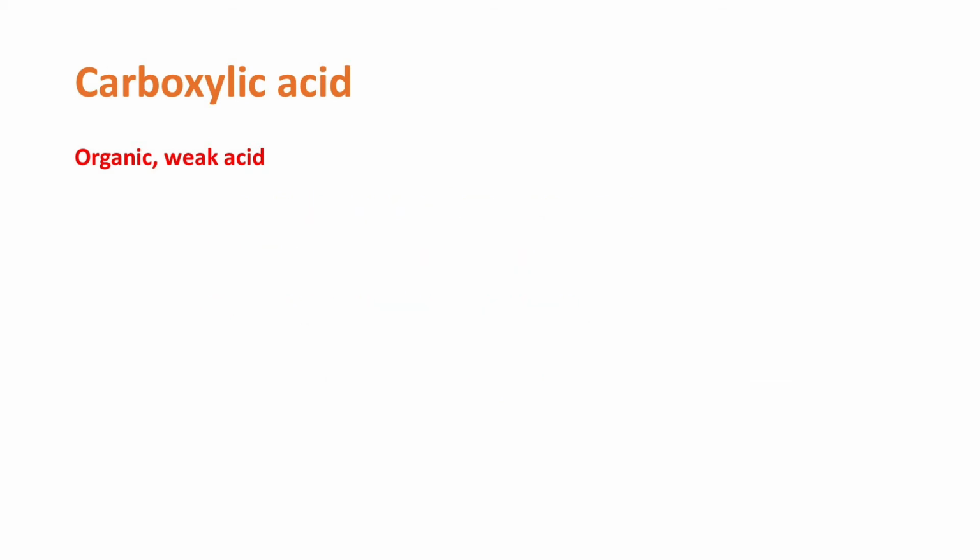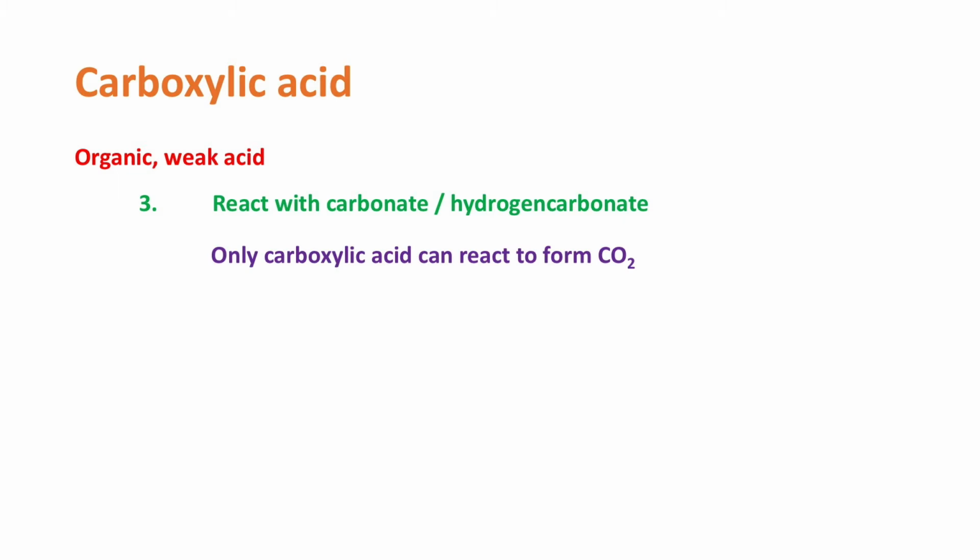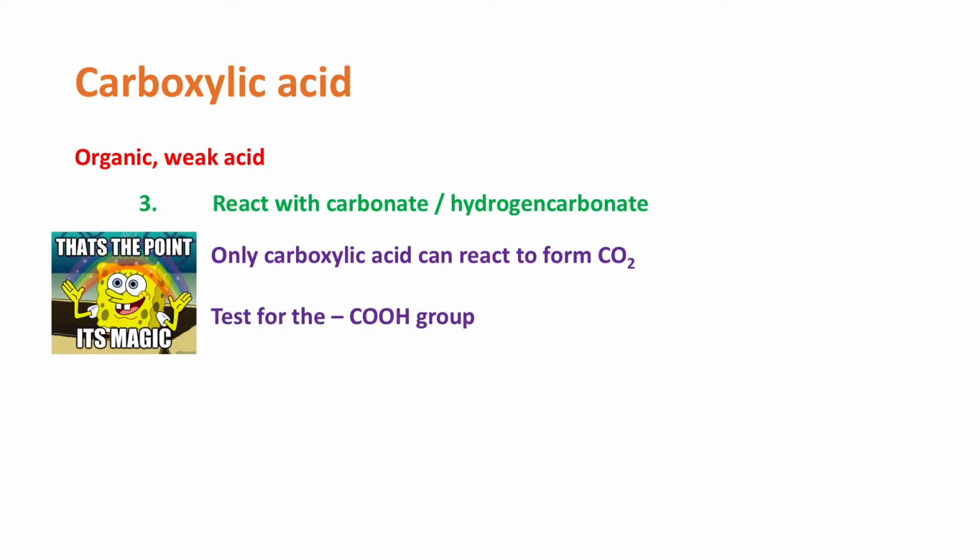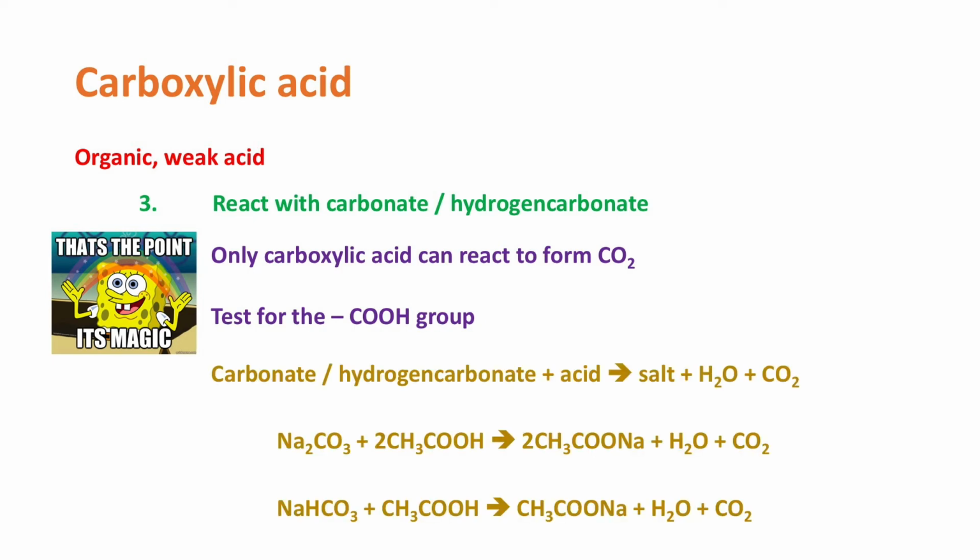The third reaction is reacting with carbonate or hydrogen carbonate ion. Among all functional groups in organic chemistry, only carboxylic acid is strong enough to give carbon dioxide with carbonate or hydrogen carbonate ion. This becomes a signature chemical test for carboxylic acid, and here shows some example equations.